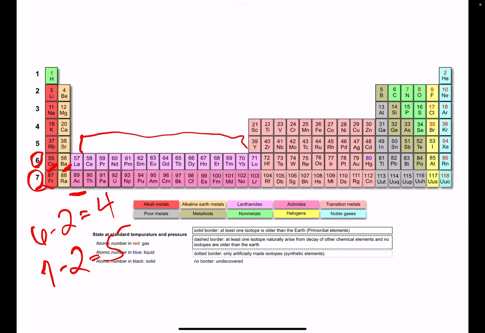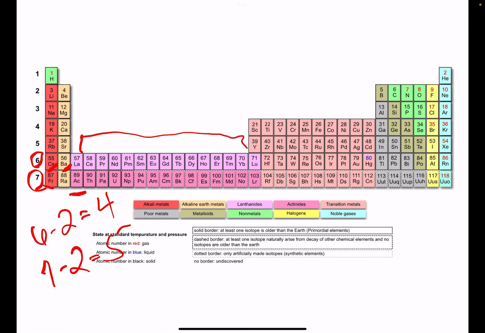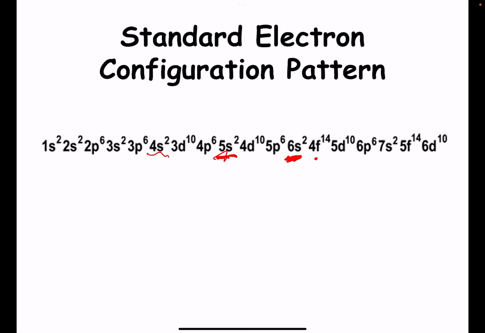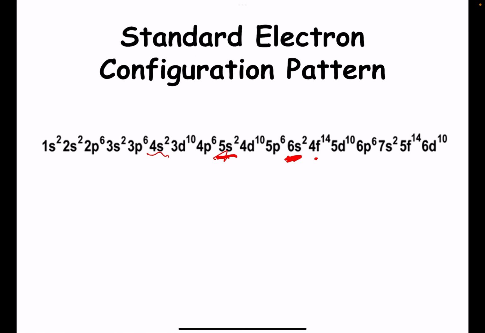And then we go to the D block, which is 5D10. Okay? And then we finish out with this P block, which is 6P6. All right? And we do the same thing moving down to 5F. After 7S2, we have 5F14 and 6D10. All right? So that's the rules for electron configuration.